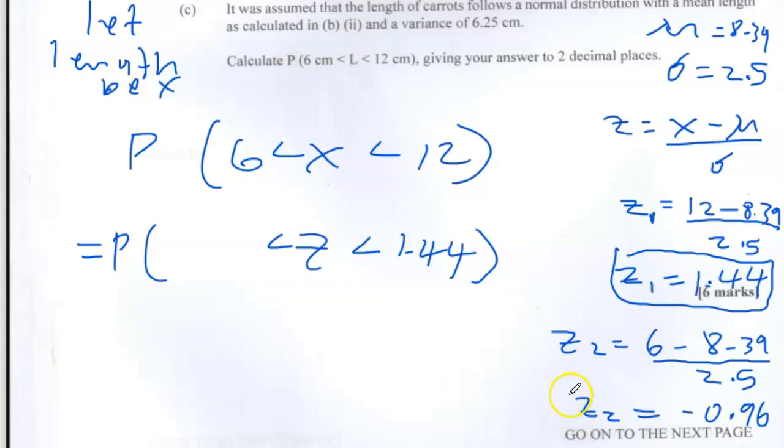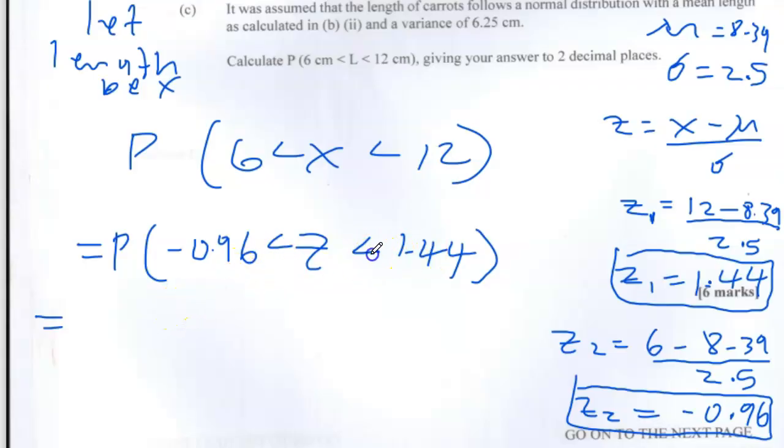So when the x value is 6, the z value is negative 0.96. So we standardize the values. For 12, the z value is 1.44. For 6, the z value is negative 0.96. And we can use the table, or simply use the table.